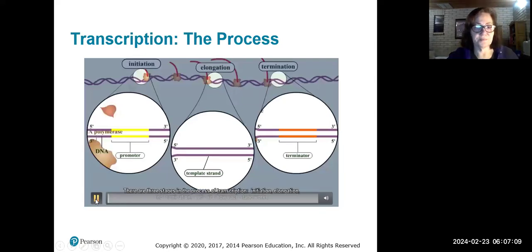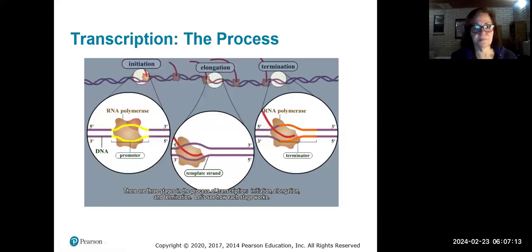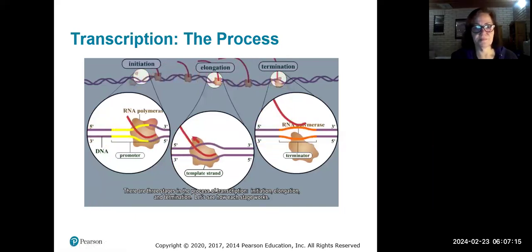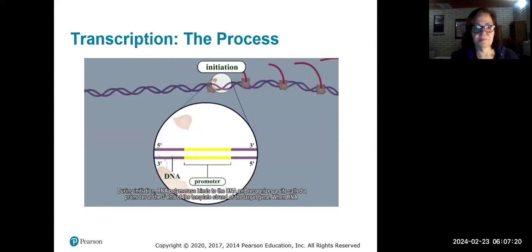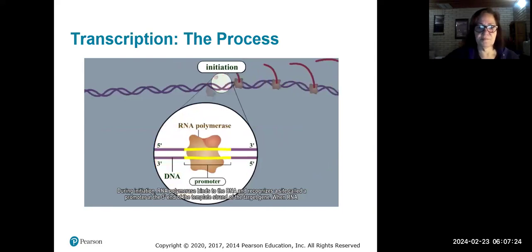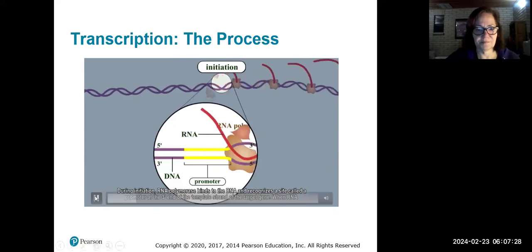There are 3 stages in the process of transcription: initiation, elongation, and termination. Let's see how each stage works. During initiation, RNA polymerase binds to the DNA and recognizes a site called a promoter at the 3' end of the template strand of the target gene.